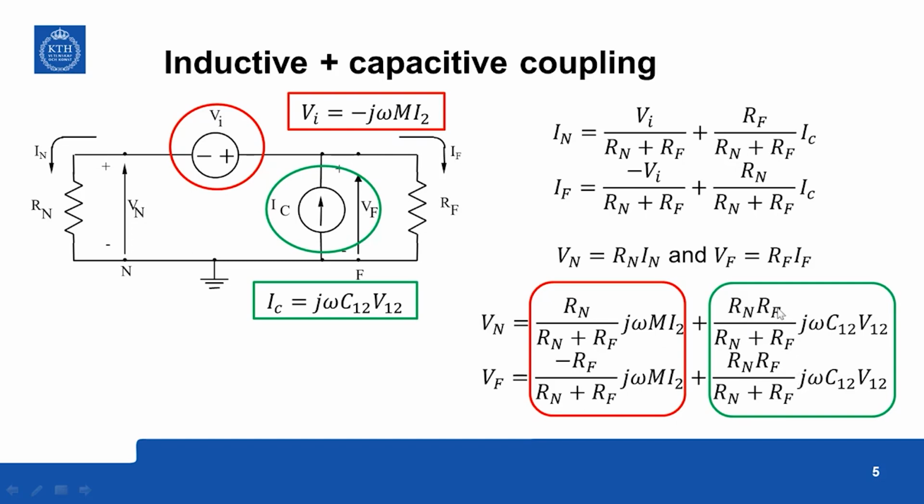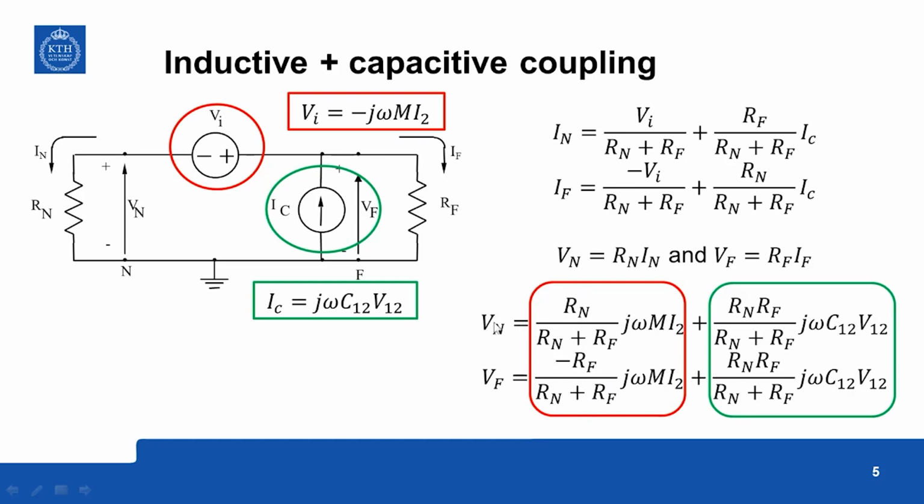Rn and Rf need not be the same. Even then both will be equal and they have the same polarity. Now here, if you look at the inductive part of the coupling, in the near end it is positive, in the far end it is negative, and they have different magnitude because in general Rn is different from Rf. They will have same magnitude but opposite polarity when Rn equals Rf.